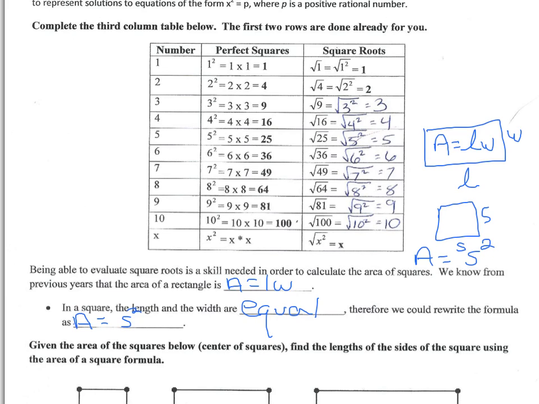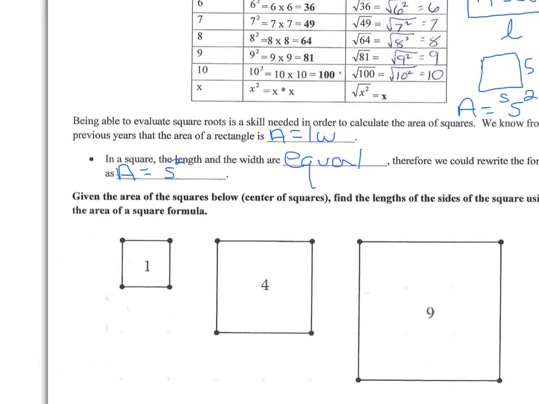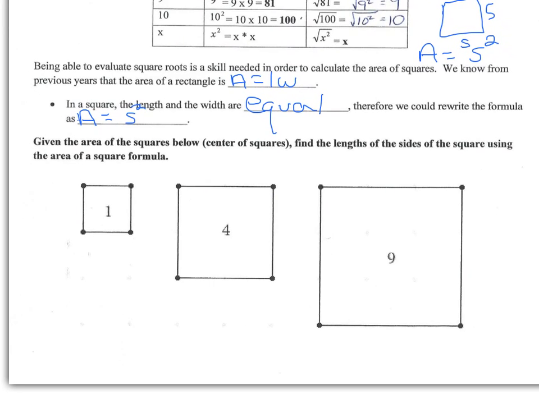I don't expect you to be able to come up with the formula, but I do expect you to be able to use it, like in the questions below. Given the areas of the squares below, which are in the center of our squares, 1, 4, and 9, find the lengths of the sides of the square using the area of a square formula. So we know the area of our first square is a 1. And since it's a square, the sides are equal. So I'm going to call them s and s just to get used to the formula.